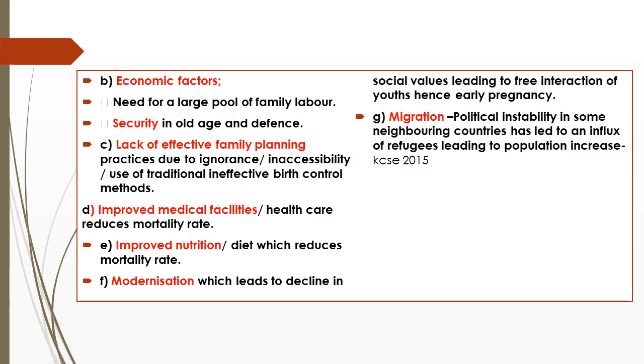And lastly, of course, we have what is called migration. Kenya is a very good example that has experienced very high population growth rates because of the influx of refugees into Kenya, because those countries are totally insecure. So when they come to our country, they experience some relative safety.